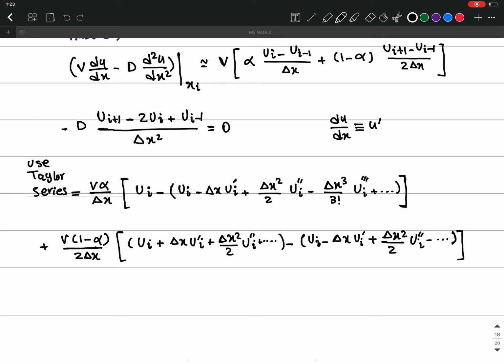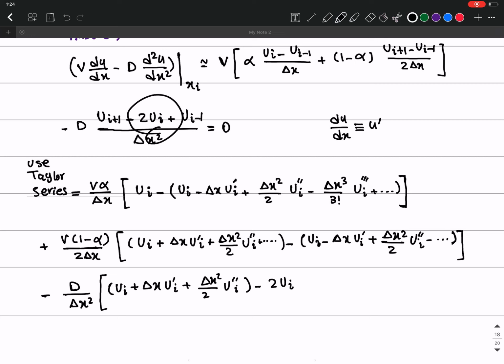Let's do that. So I'm going to write it as minus d over delta x squared times, so the first term is going to be again this ui plus 1, the second term is going to be ui, the third term is going to be this. So let me just write them down. So I have ui plus delta x u prime i plus delta x squared over 2 u double prime i minus 2 ui, this term, plus ui minus 1, which is going to be this term.